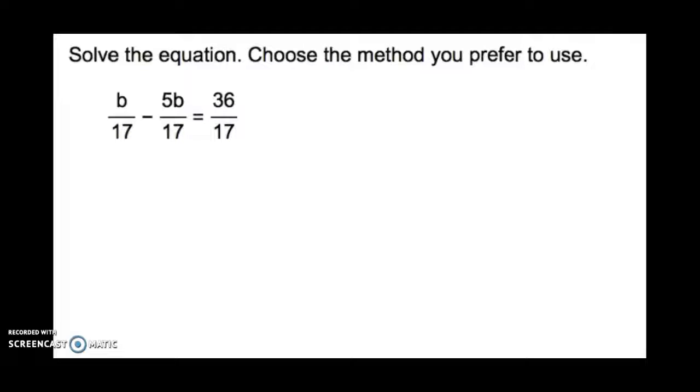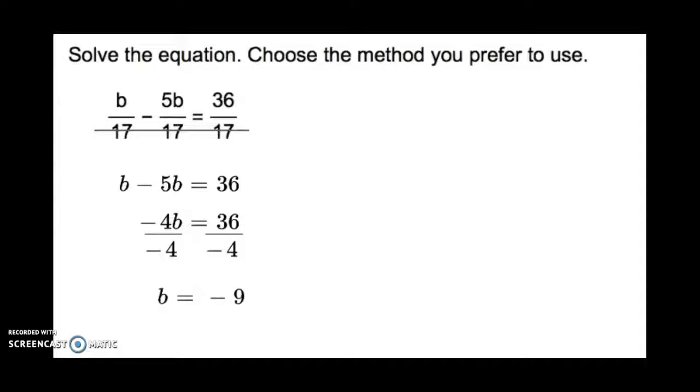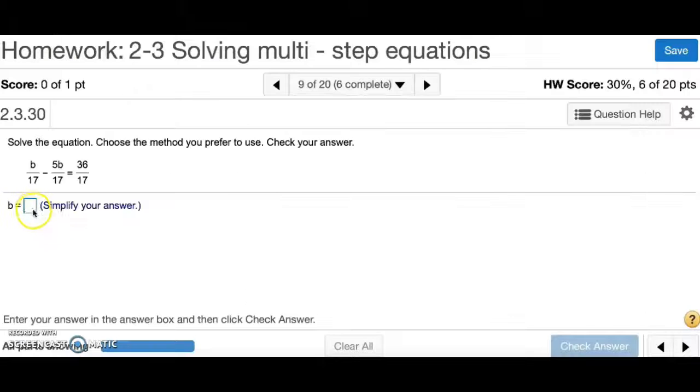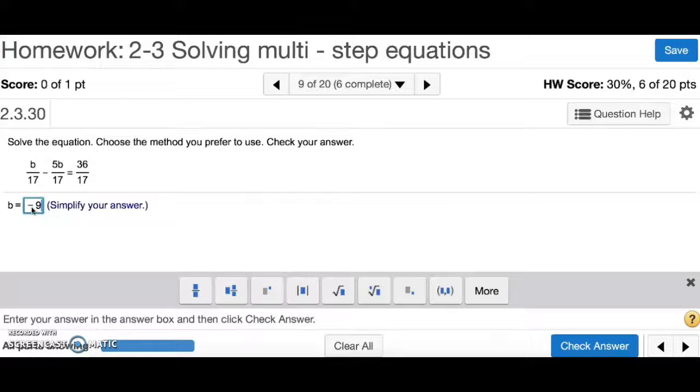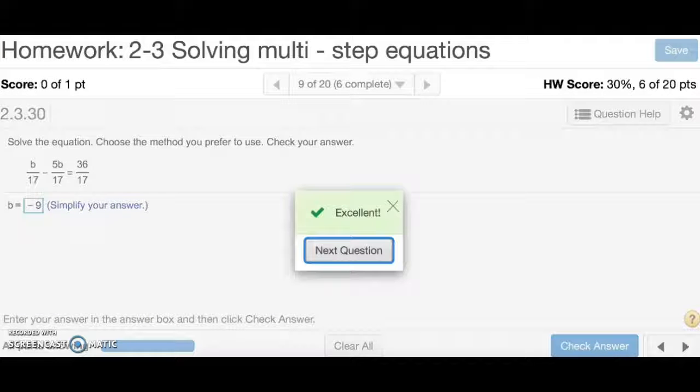When that's the case, you can simply cross out the denominators and rewrite everything that's left, which would be b minus 5b equals 36. Now I combine my like terms. This will be 1b minus 5b, which is negative 4b. We divide both sides by negative 4, and we'll get b equals negative 9. So my answer is going to be negative 9, so let's type it in. So typing in negative 9, that is the answer for number 9.